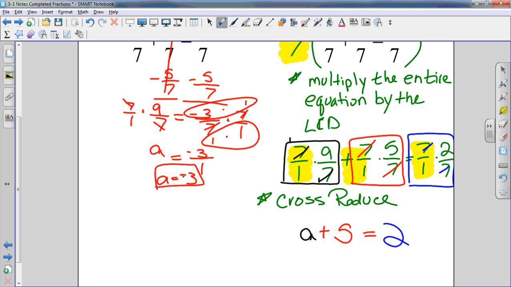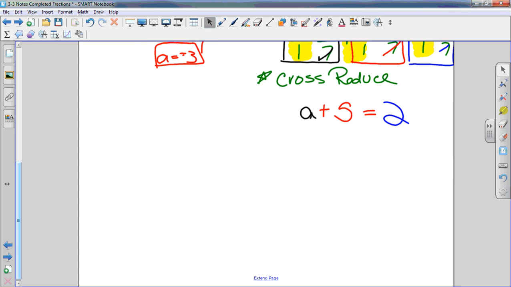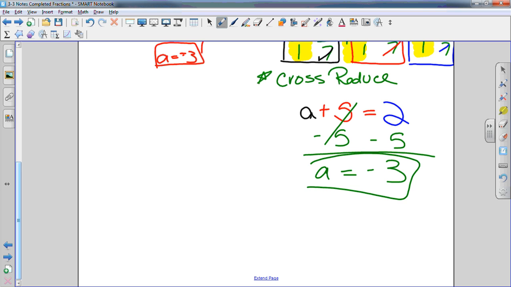When you solve that equation, what do you do to both sides? Minus 5. A equals -3. Did I get the same answer? Yeah.